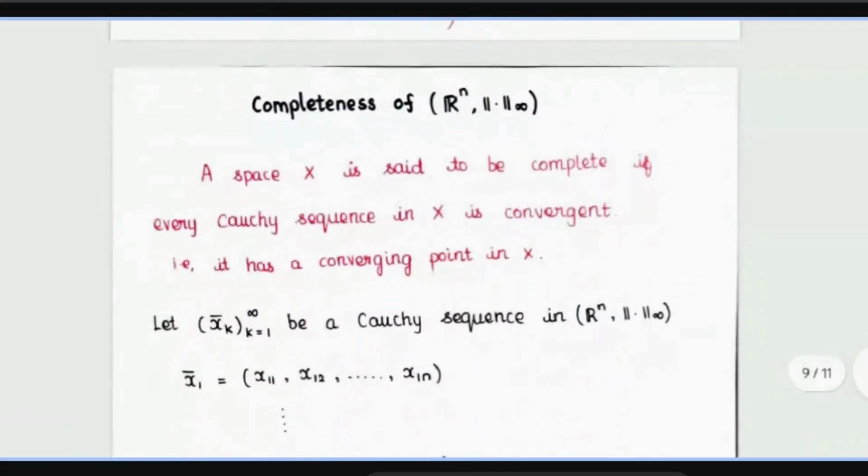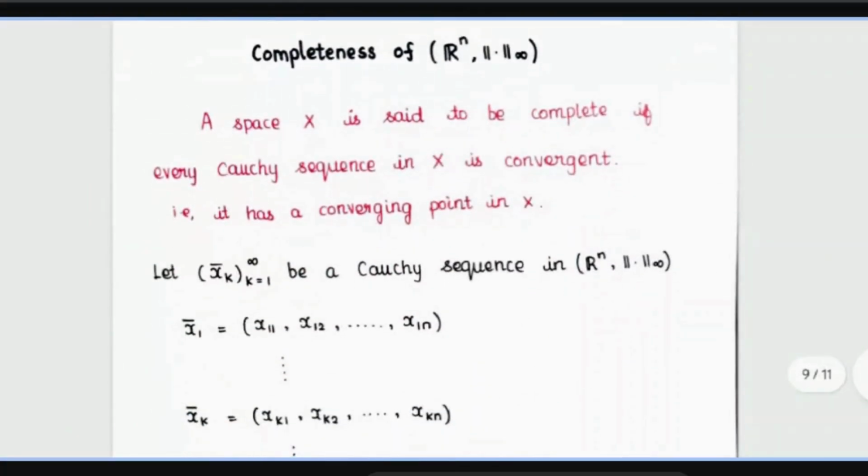Now, let's move to the completeness of Rn with the L infinity norm. So what is completeness? We say a space X is complete if every Cauchy sequence in X is convergent in X. That is, if we take any Cauchy sequence in the space, it should converge to a point in that space.